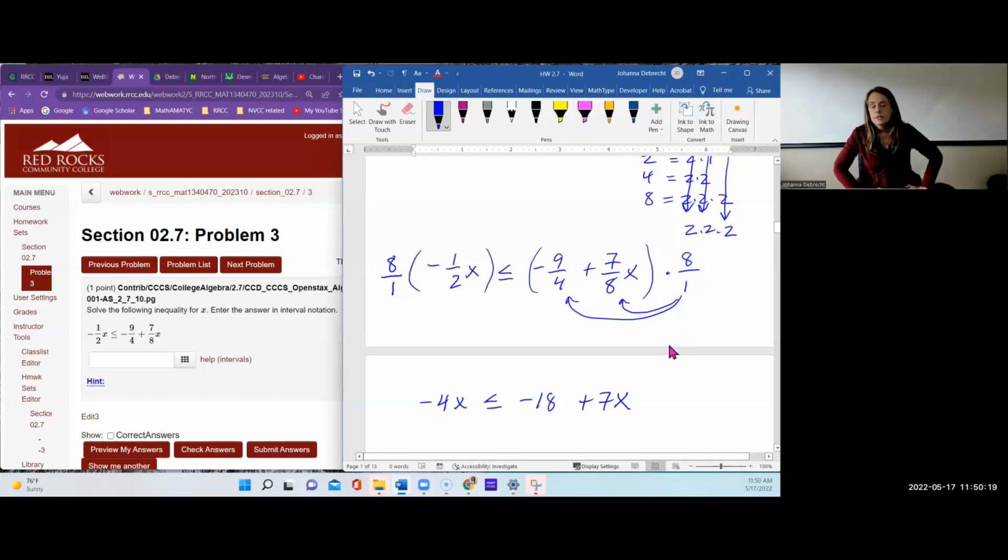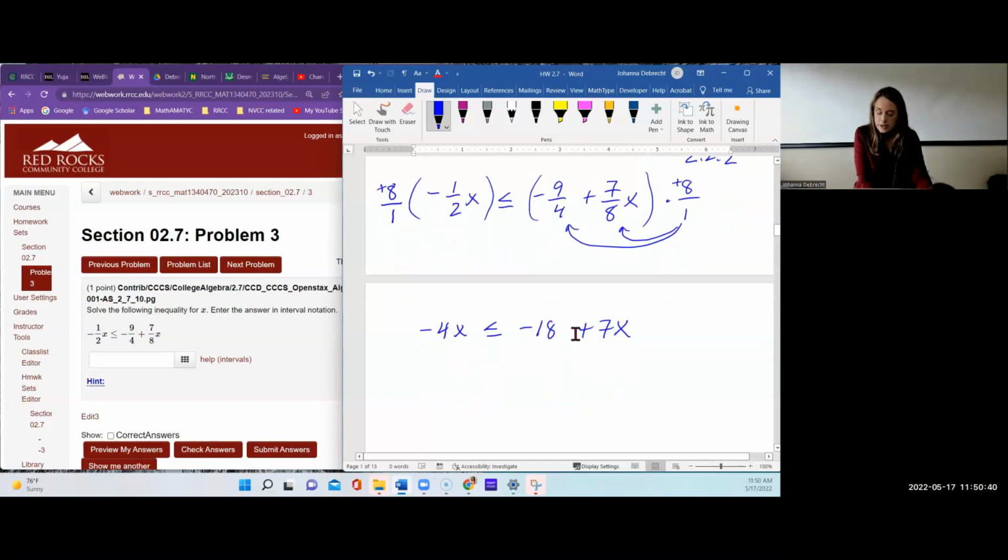Why didn't I reverse the symbol? Well, the 8 I multiplied by was a positive 8. Yes, a couple of the terms had negatives, but that's because the negative was on the term, not on the number I was multiplying by. The number I multiplied by was a positive 8, so it does not invoke the rule.